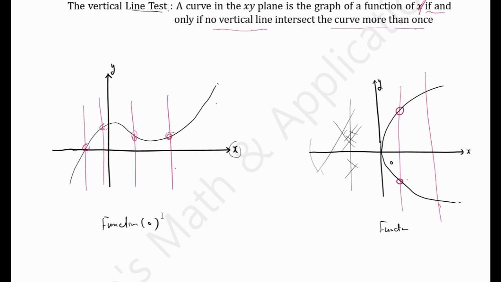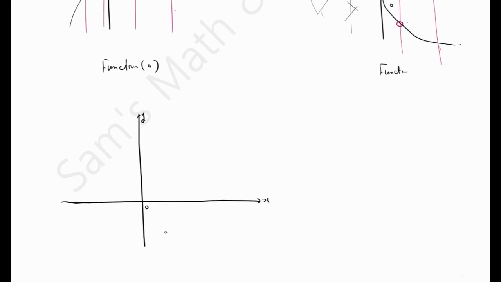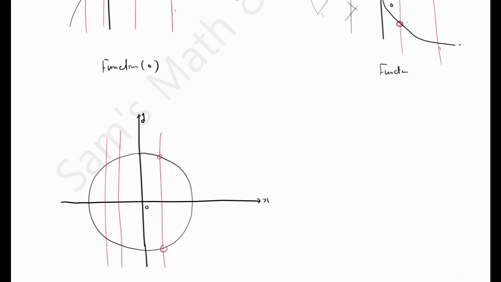How about the next example? This is the x-axis and this is the y-axis, and we consider a circle like this. We draw a vertical line, and there are two intersections. So this is not a function.